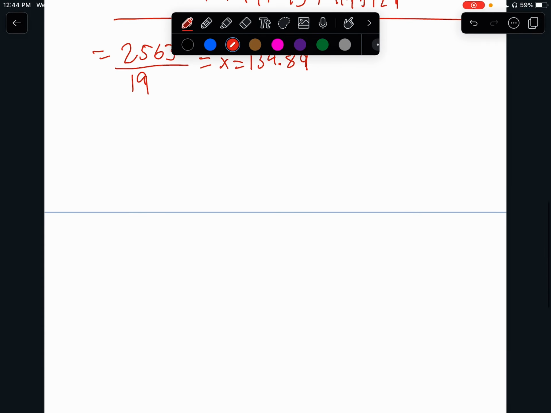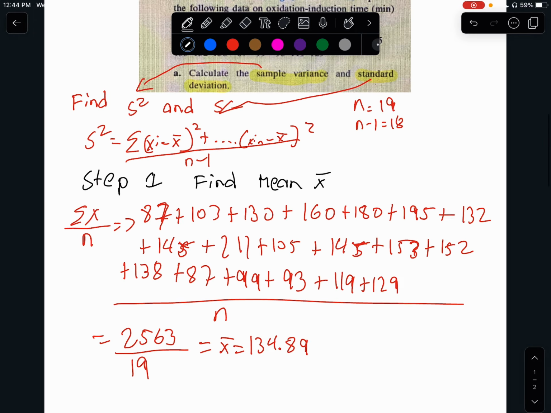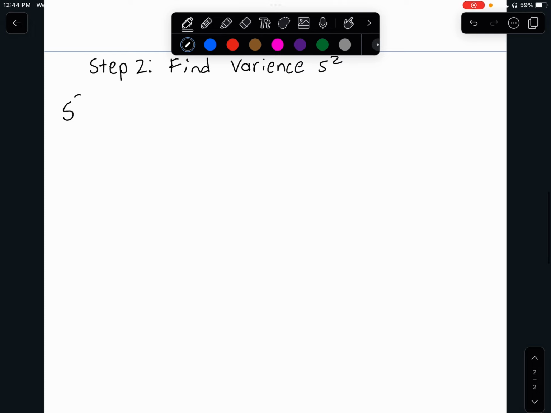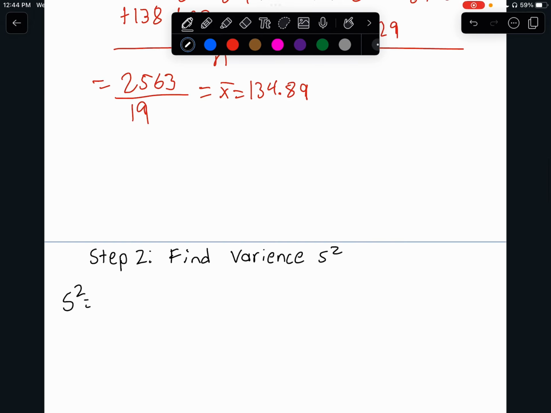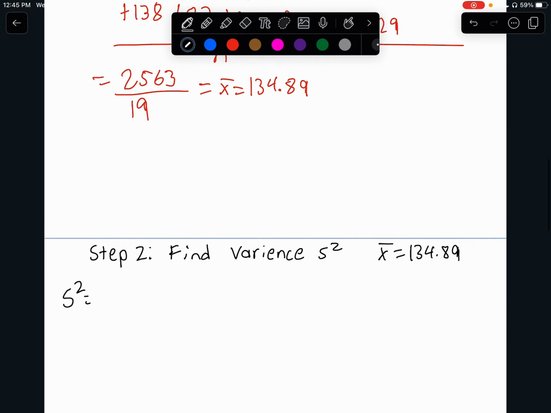Now, our next step, step 2: find the variance, s squared. Remember, we have our s squared formula up here. We know our mean is 134.89. I'll just write this down again. As we write this out, we're going to type it out and keep going with it. With our mean value, all of these are squared deviations from our mean value.